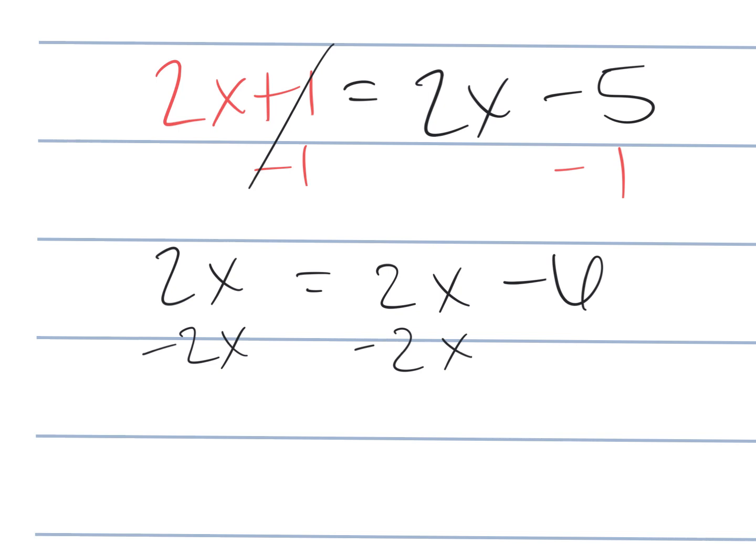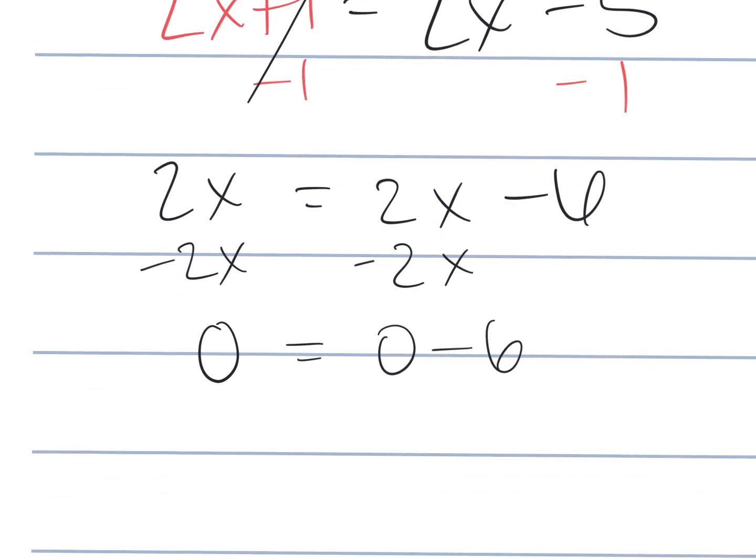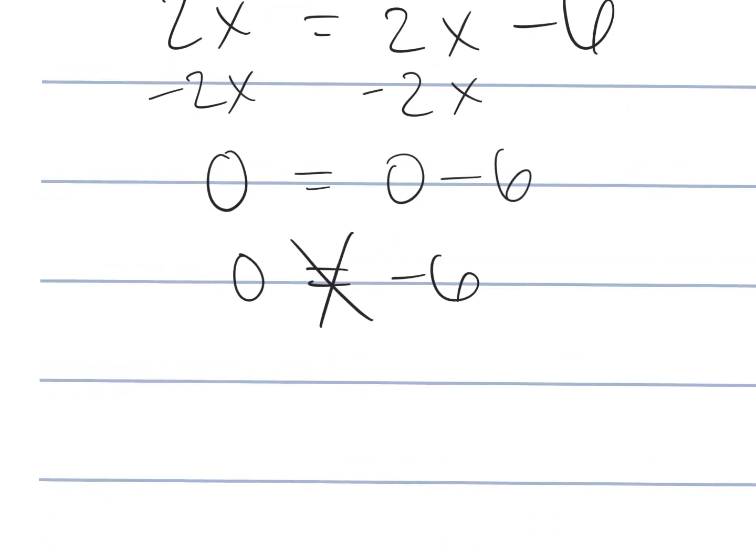What happens here? We cancel out. So I have 0 equals 0 minus 6. Is 0 ever equal to negative 6? Is this a true or a false statement? What happens when we get false statements at the end?